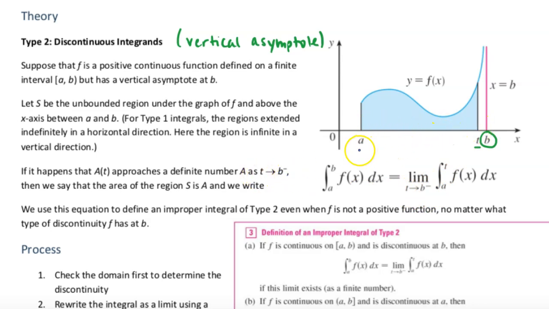So in this case, we've got a limit from a to b, and because b is the right bound, we're finding this limit as t approaches b from the left. This little exponent of a negative means from the left. If we were to have a b with an exponent that looked like a plus, this would be from the right.